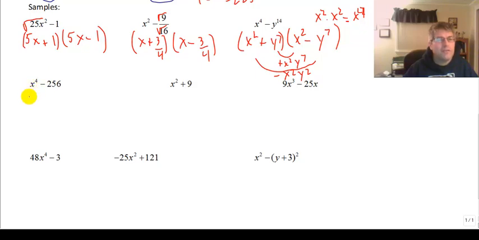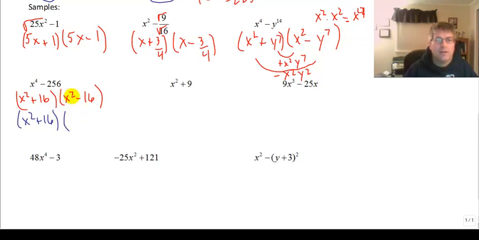x to the 4th minus 256. I didn't give you that one in one of our patterns, but 256, the square root of that is 16. So we get x squared plus 16 and x squared minus 16. Now this one is a little sneaky because I have a sum of two perfect squares. x squared and 16 are perfect squares. That's not factorable. So that would just stay x squared plus 16. But x squared minus 16, this binomial is still factorable.